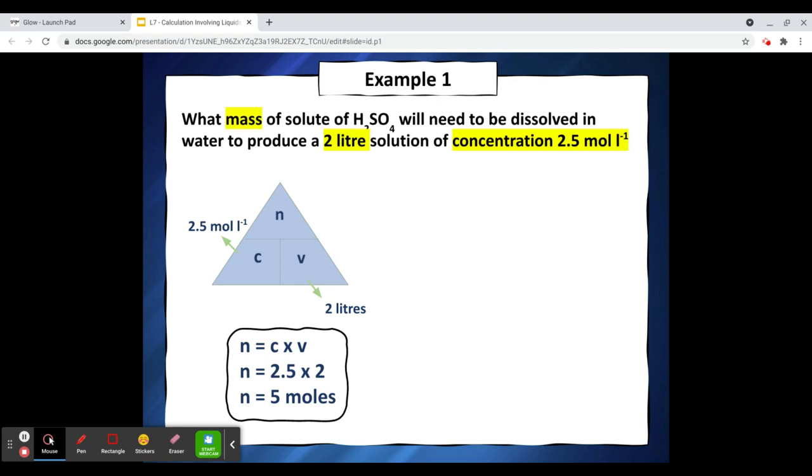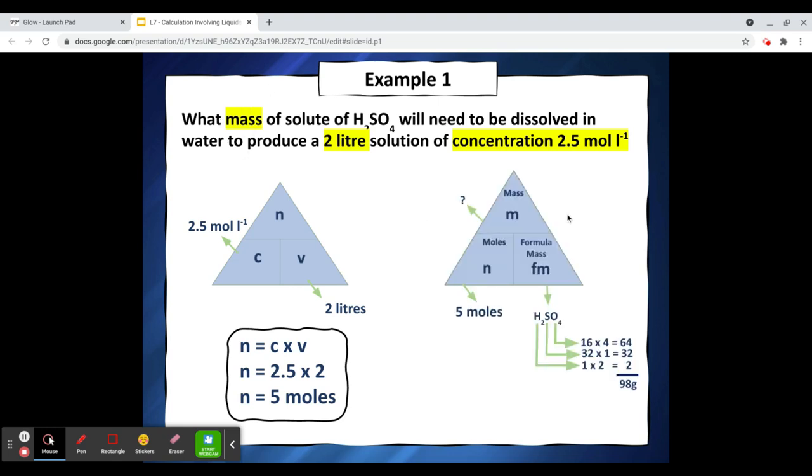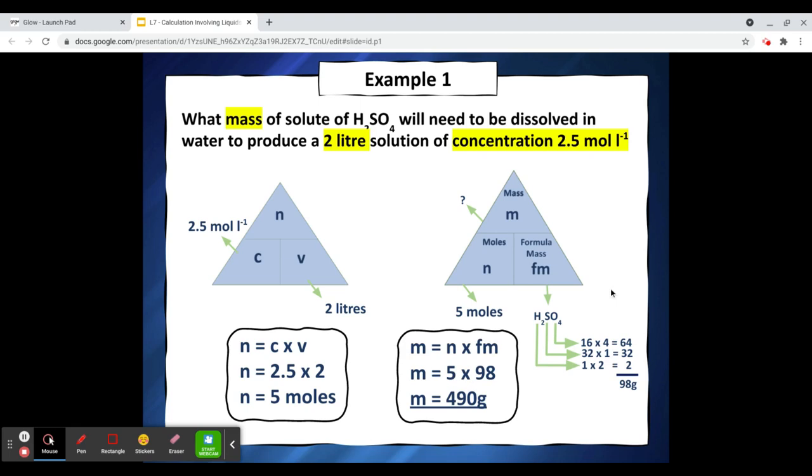Now we're not finished yet because the question is asking us about the mass. So if we look at the mass triangle, our mass is our unknown value. Our number of moles is 5 because we just calculated that. And our gram formula mass, or formula mass, if we have a wee look here, adds up to 98 grams. So if you want to calculate the mass, then M equals N times the formula mass. So our number of moles is 5 multiplied by 98. We end up with 490 grams.